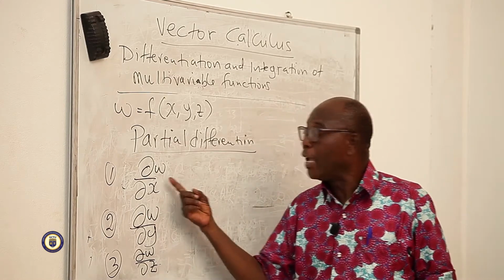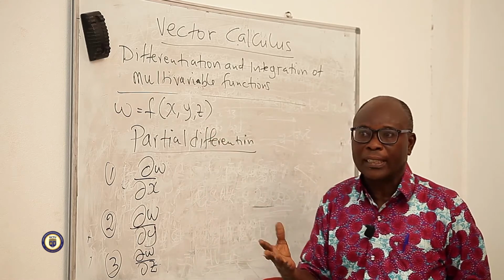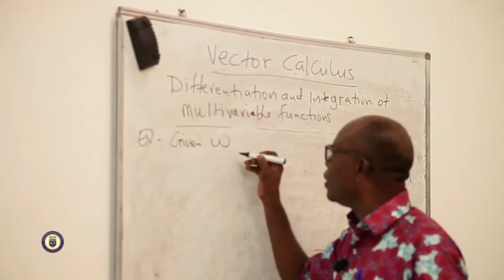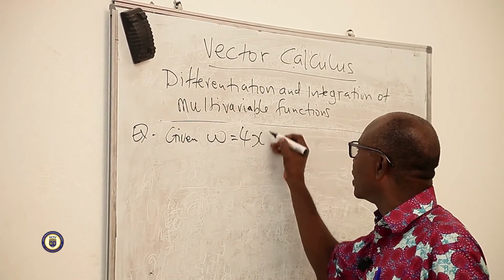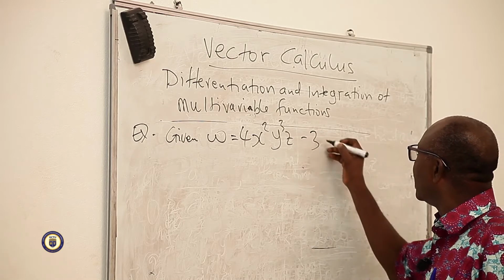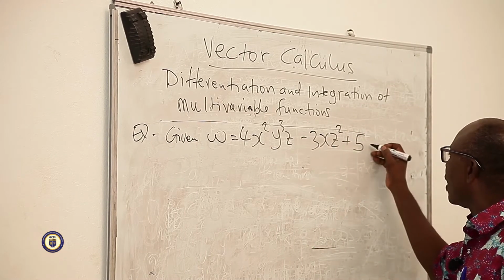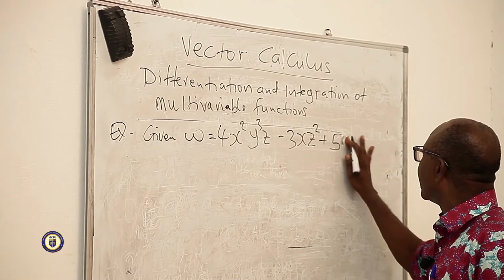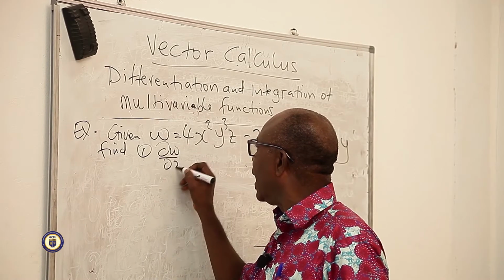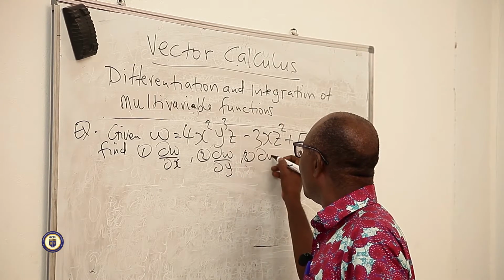So in this case, if you do the partial differentiation of w with respect to x, then we keep the variables y and z as constant, and we treat them as natural constants. Let's take, for example, given the function w equals 4x squared y cubed z minus 3x z squared plus 5x cos y. Find the following: 1, ∂w/∂x; 2, ∂w/∂y; and then 3, ∂w/∂z.